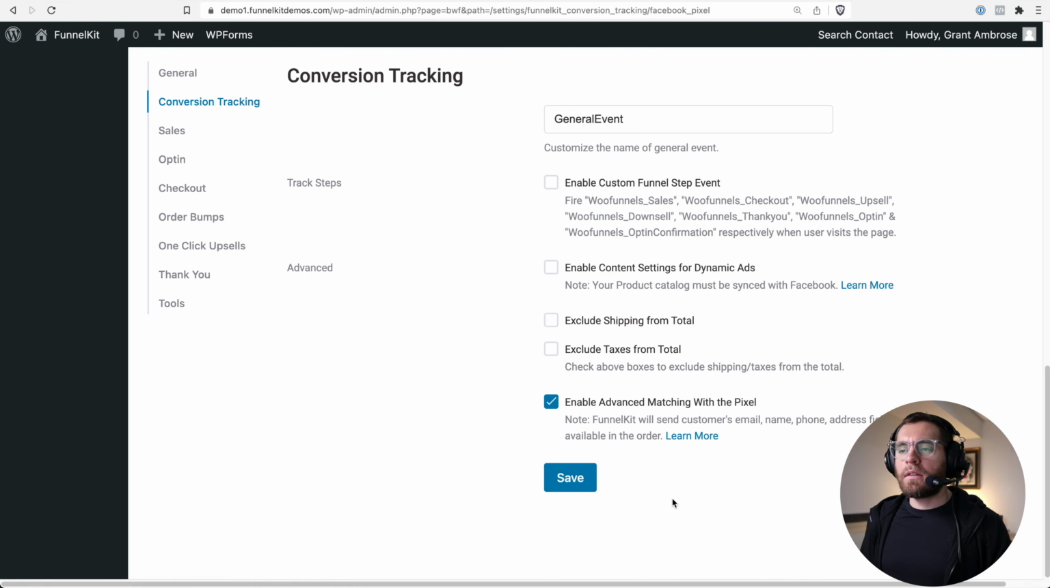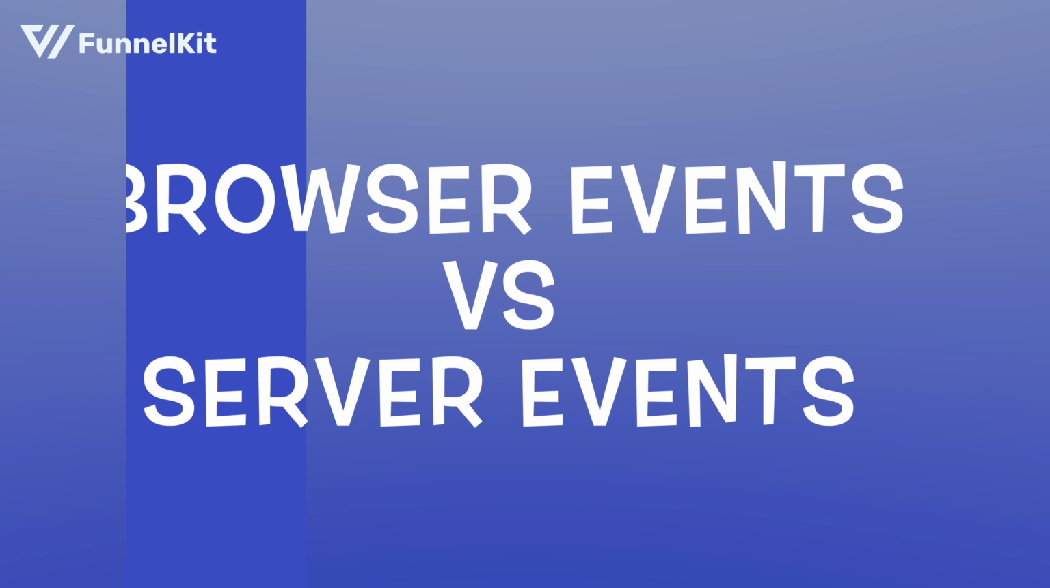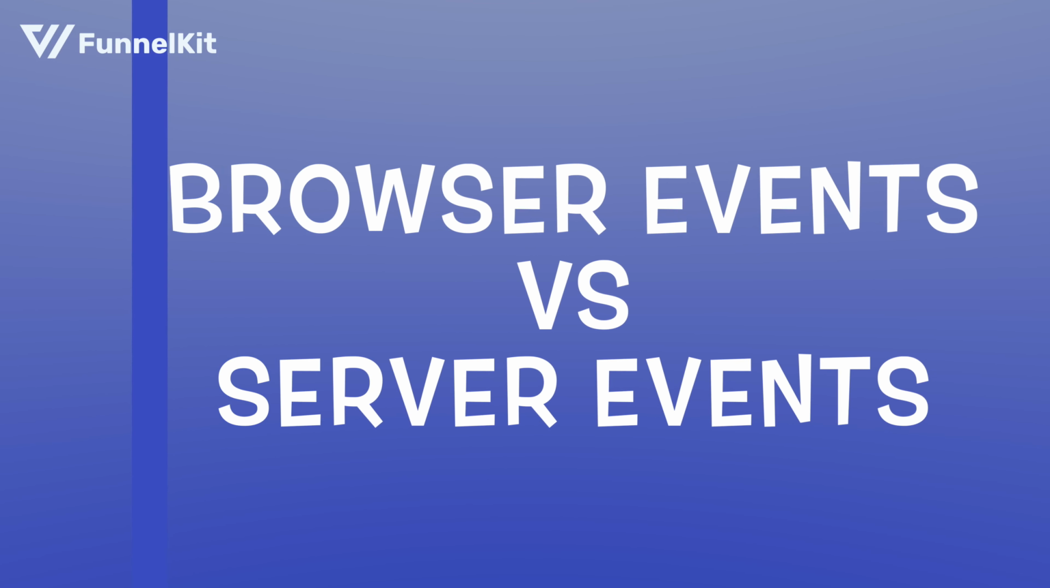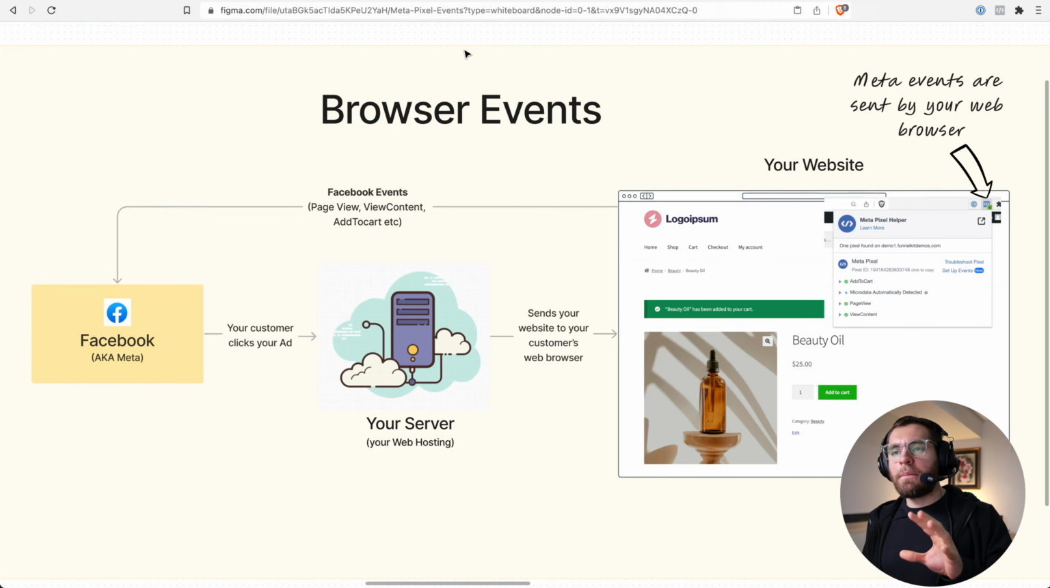Now, the next setting that we're going to enable is extremely important. But before we do that, we need to understand the two types of ways that your website can send events back to Facebook. With the settings that we've enabled up until this point in the video, we're sending browser events. And what this means is when you create your Facebook ads and then you show your ad to your customer and they click your ad, that request then goes to your web server, then your hosting company loads the website that your ad's trying to load into your customer's browser.